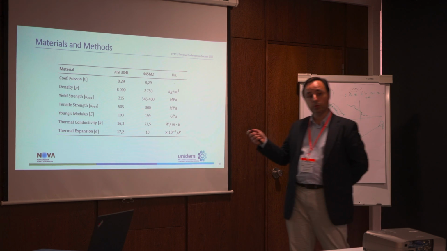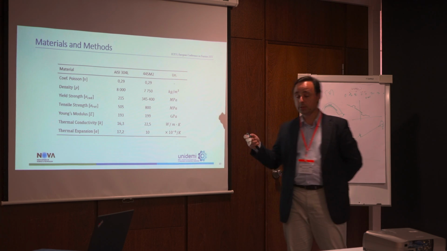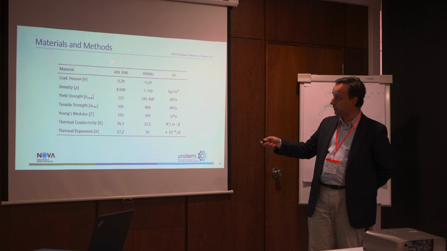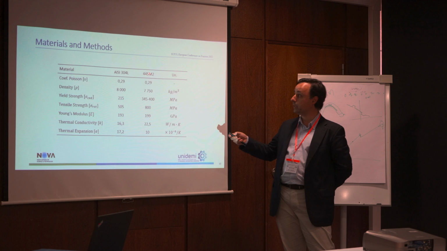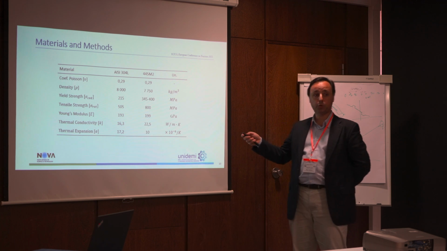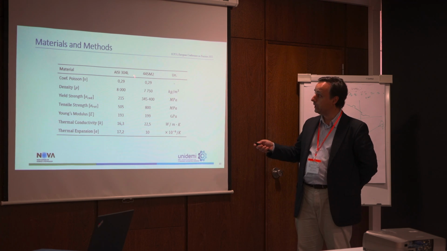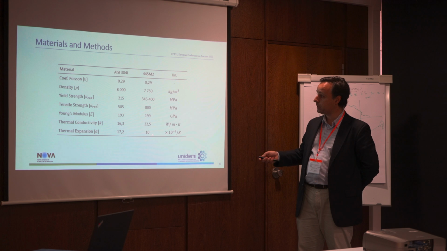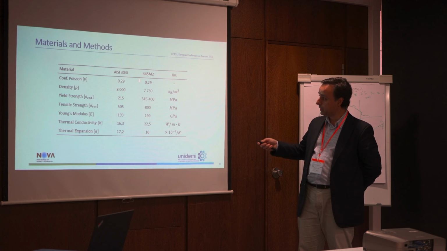About the materials that were used, we have considered two types of materials, namely an austenitic stainless steel, AISI 304 low carbon stainless steel, and the ferritic stainless steel, 445 and 2 stainless steel. Those properties are in this table. As you can notice, the ferritic stainless steel has higher mechanical properties than the austenitic stainless steel.